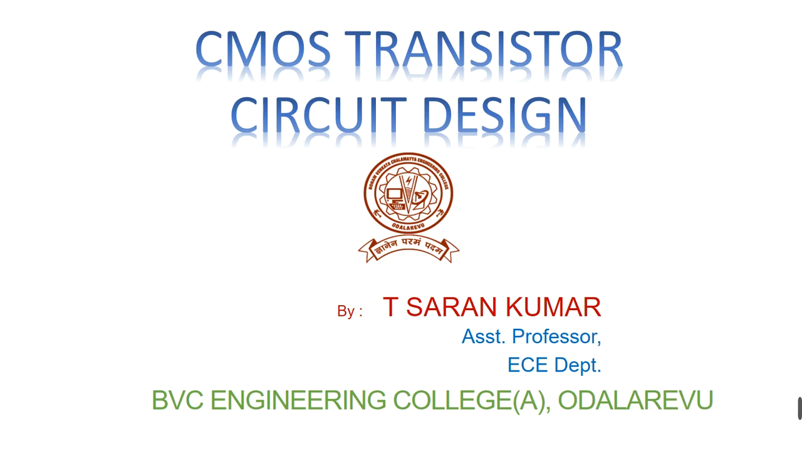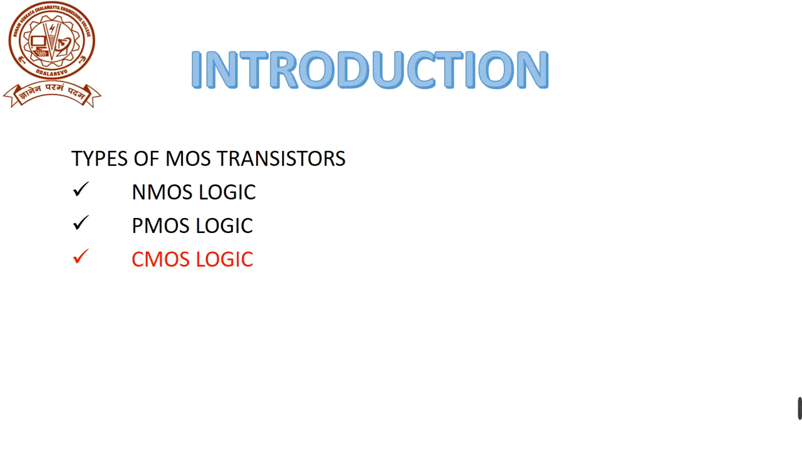So today we are discussing the concept of CMOS transistor circuit design. Coming to the introduction, first of all, what are the different types of MOS transistor circuits that exist? Generally we have three types of MOS transistor circuits. Basically, those are NMOS transistor logic, PMOS transistor logic, and CMOS transistor logic.